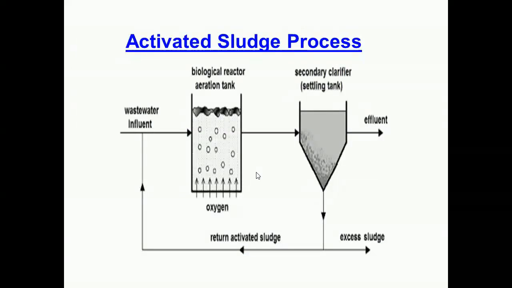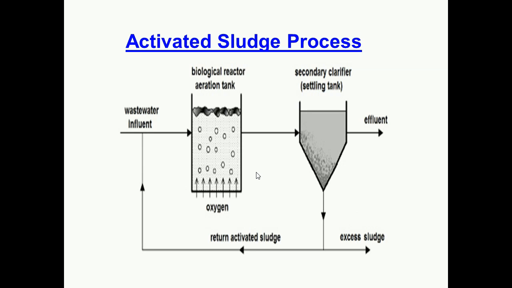In this activated sludge process, we are observing the waste water. On the left side we are observing the wastewater influent. This wastewater influent enters the biological aeration tank. In this biological aeration tank, we are observing the microorganisms in the presence of oxygen. After the microbial degradation, it enters the secondary clarifier, which is nothing but the settling tank.